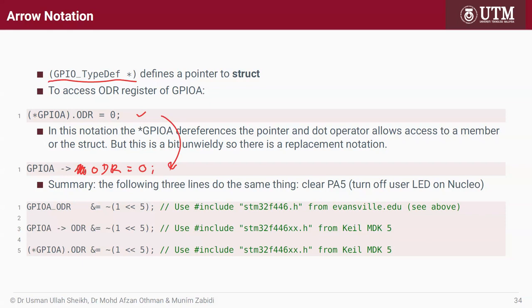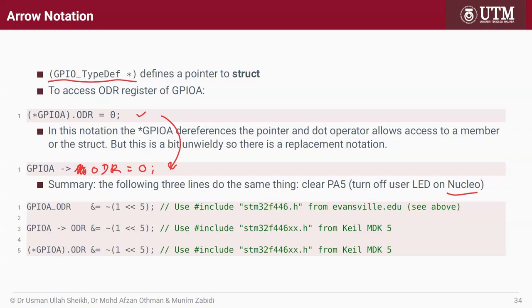Alright, so if I want to turn off the LED on the Nucleo, I don't put 0 there, right? I cannot put 0. I must mask. I must get the data from ODR and then AND it with 1, except for the bit that you want to clear, and you send it back. So this is the pattern.